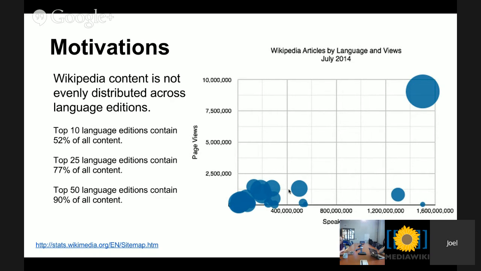So one of our motivations for the Content Translation extension is to make this distribution across Wikipedia a little more even and a little more representative of natural language speakers, and also to up the page views in other languages.